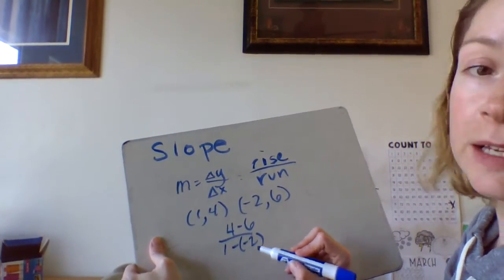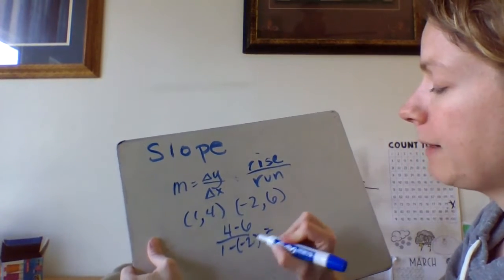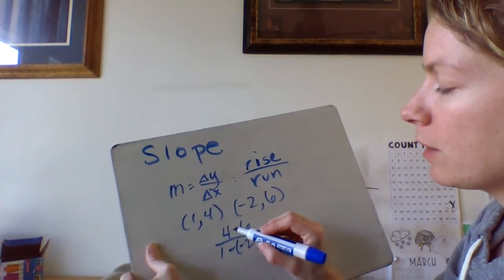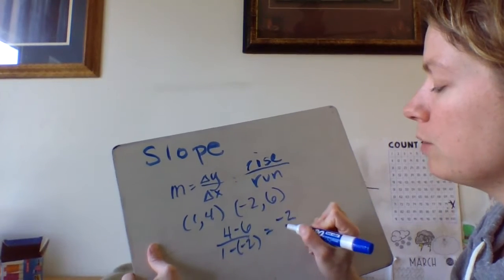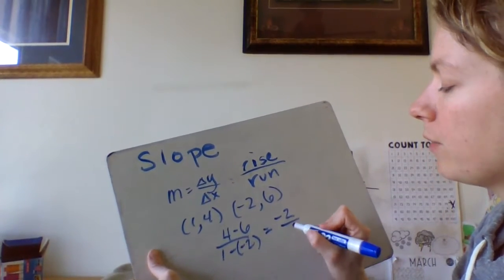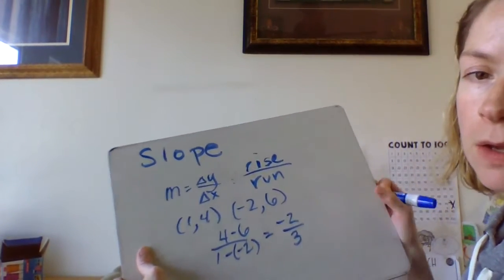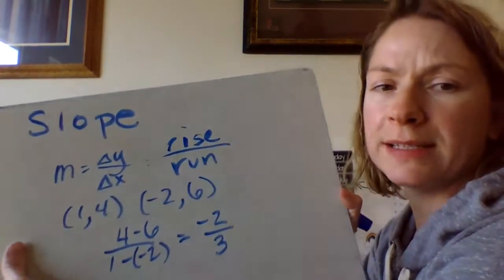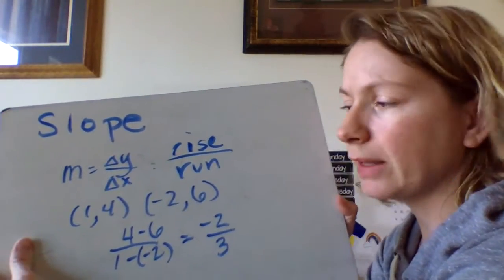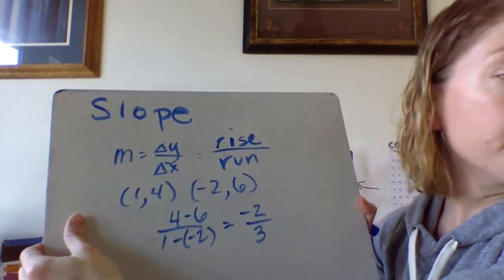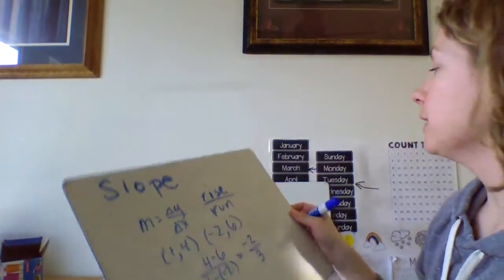Remember, those double negatives will change what you're doing, right? This ends up being addition here, so on top I've got a -2, and then on the bottom I've got a 3. So slope from 2 points should be something that you're pretty familiar with, I hope. The next thing that I want to look at is slope-intercept form.